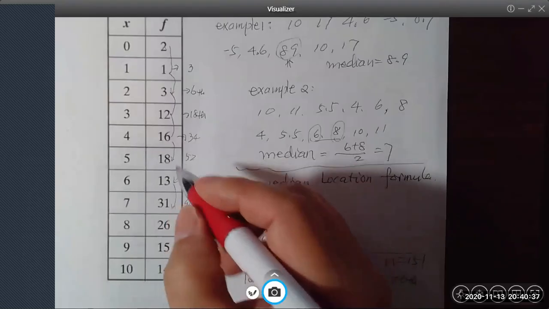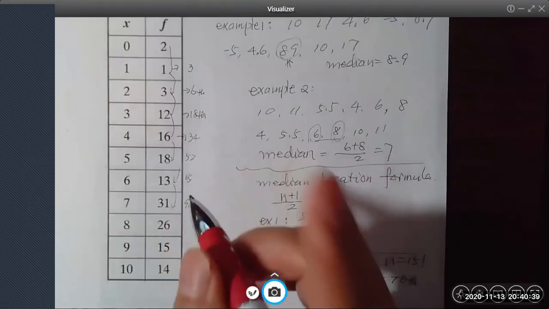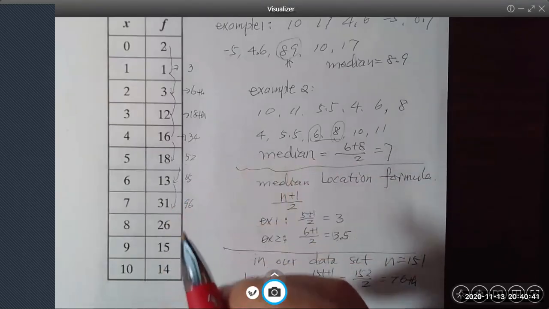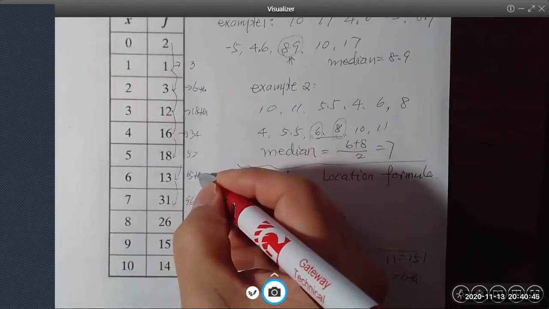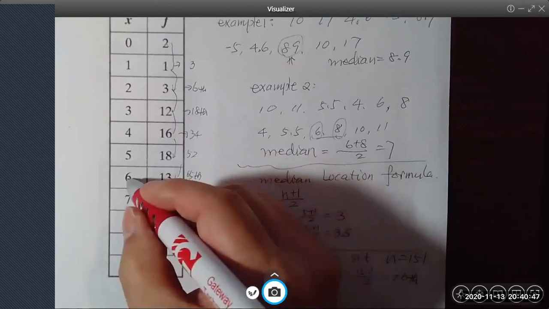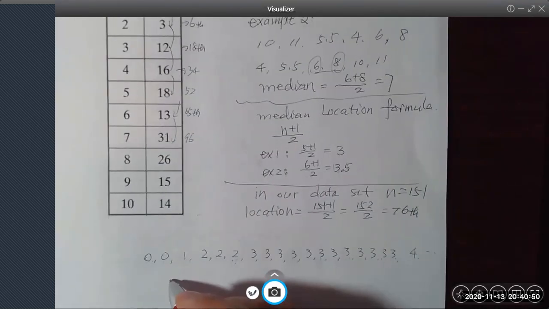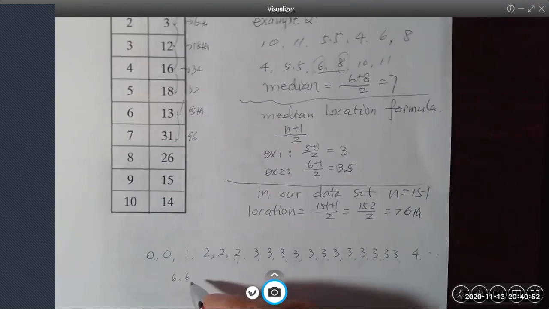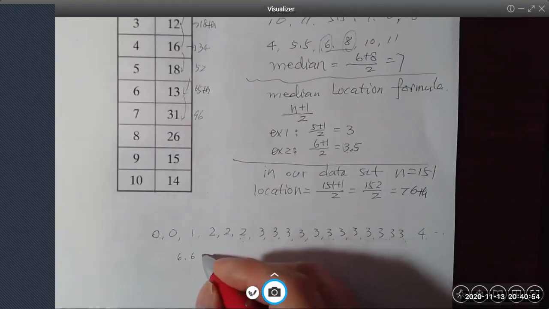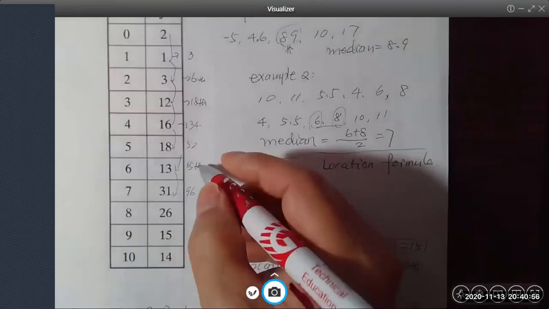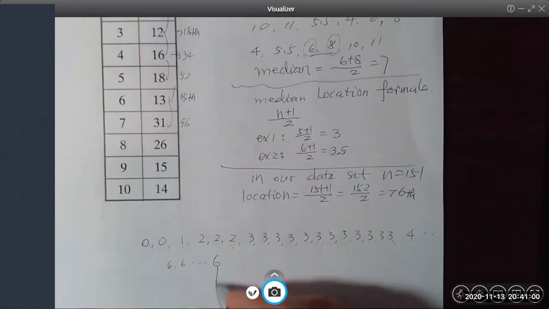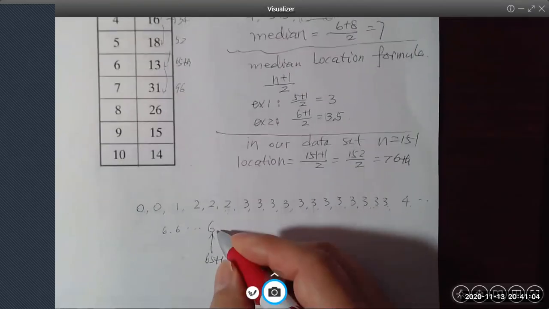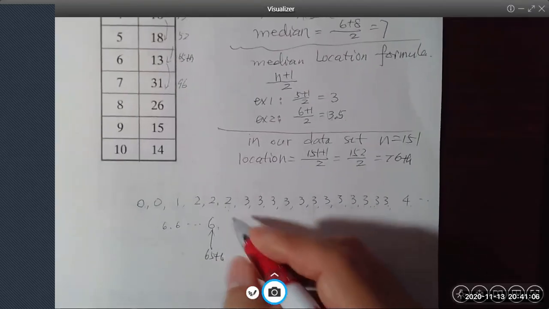Somewhere in the middle. But don't forget, we need a number corresponding to number 76 exactly. We cannot guess. So number 65th is the last 6. So if you have all of the 6s here, we don't care how many, but this number 65 represents the last 6. What does that mean, last 6? The next value will be 7.